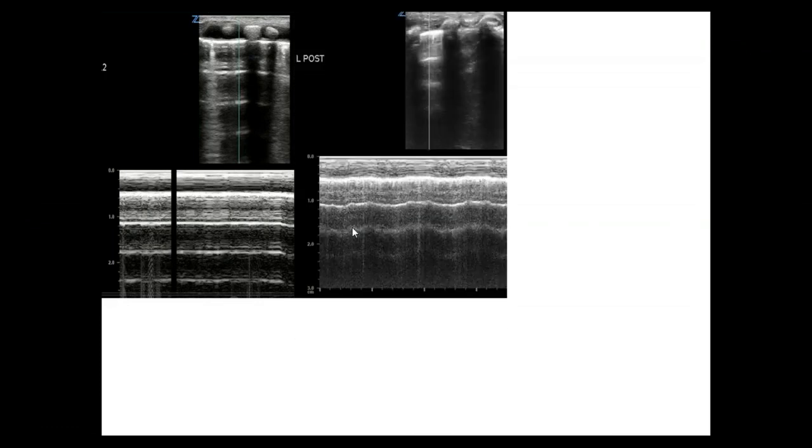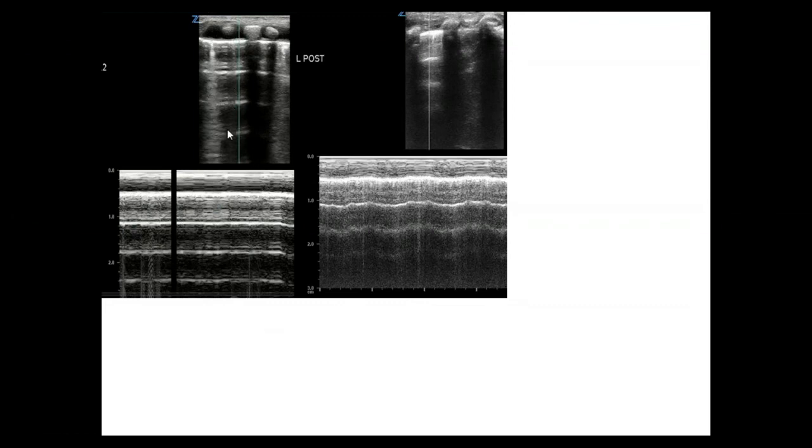And you can confirm pneumothorax by applying M mode. When you apply M mode to a pneumothorax, the A lines will appear as the barcode sign, unlike the normal seashore pattern, like the moving waves of the sea at the beach.